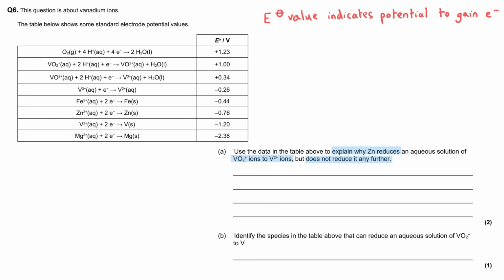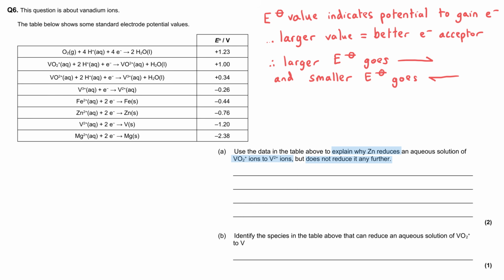Well, first of all, the electropotential value indicates the potential of a particular chemical to gain electrons, and a larger electropotential value means that that chemical is a better electron acceptor, so a better oxidizing agent. And this means when we're considering pairs of half equations, the one with the larger electropotential will go in the forwards direction, gaining electrons, and the one with the smaller electropotential will go in the backwards direction, losing electrons.